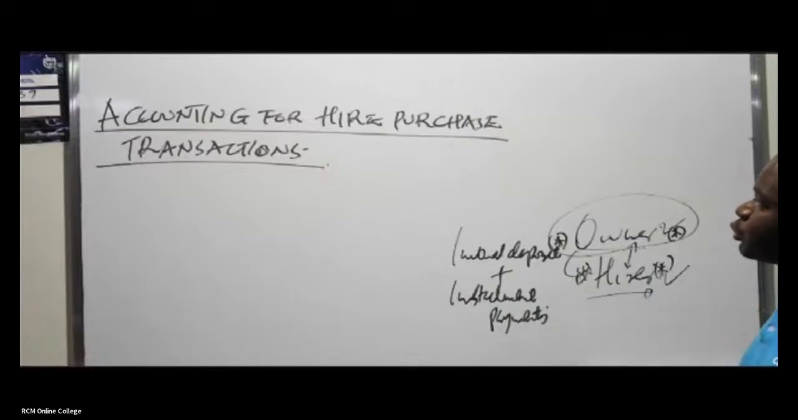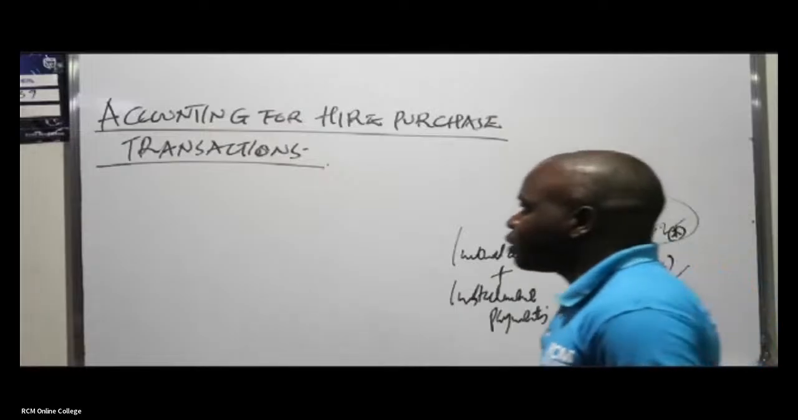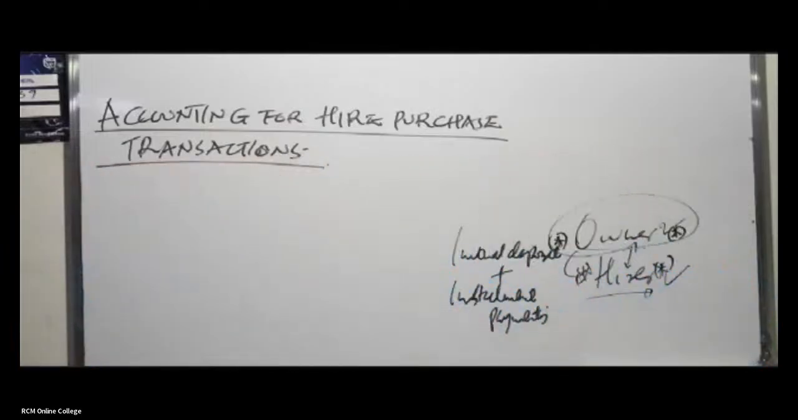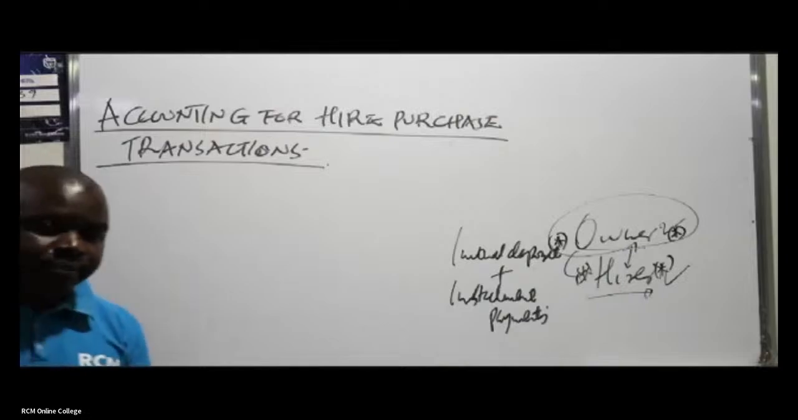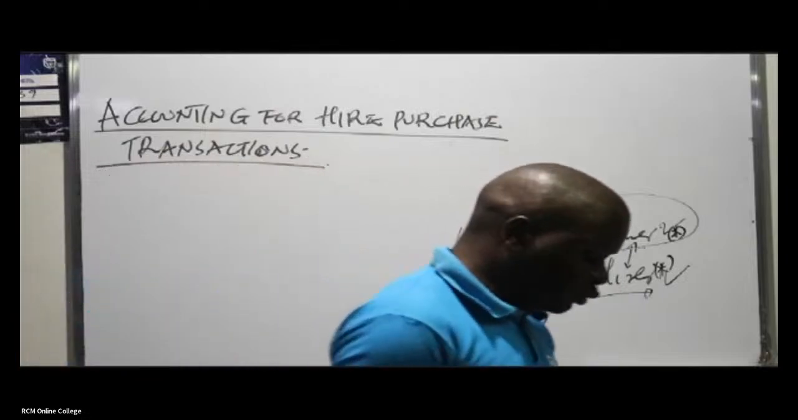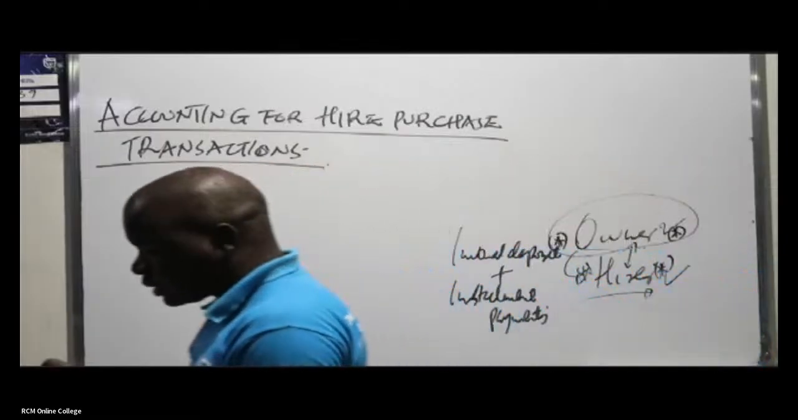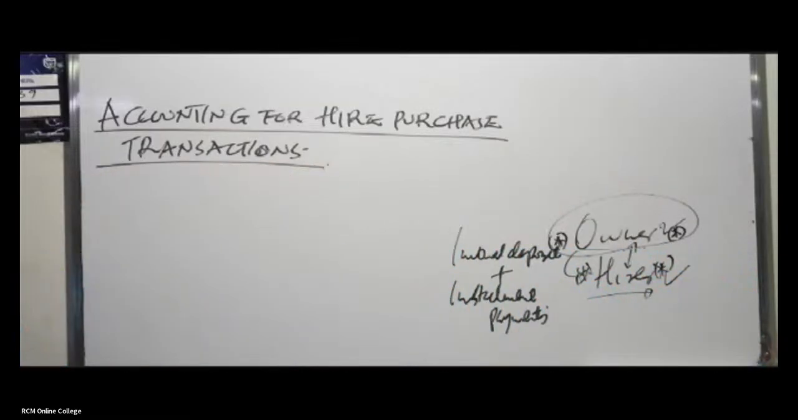The objective they should be able to learn once we complete is about hire purchase transactions. Let's write something down so that you can have a brief understanding before we go into the mathematics part of it.